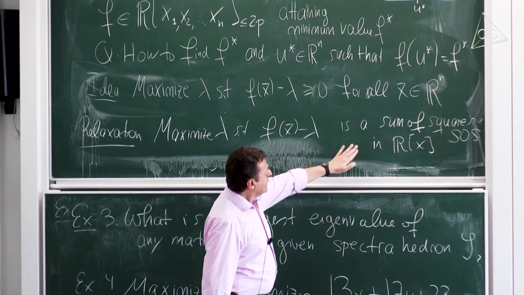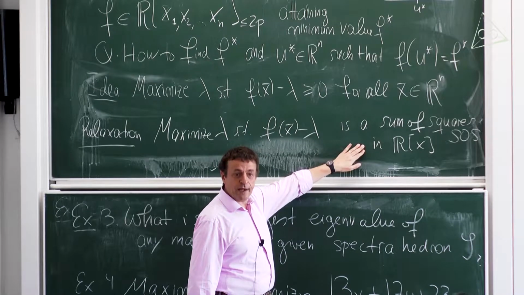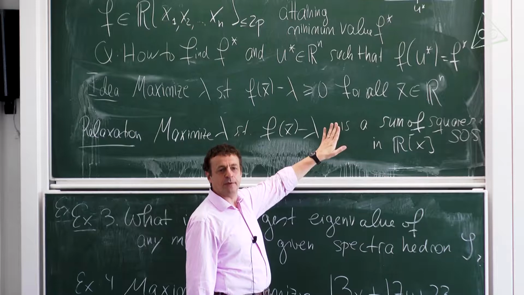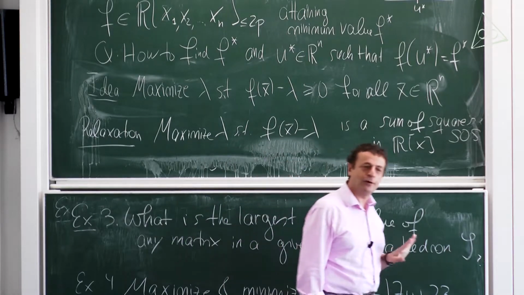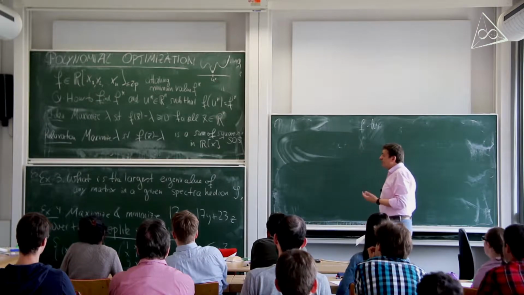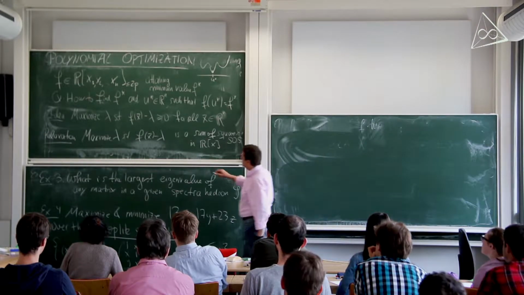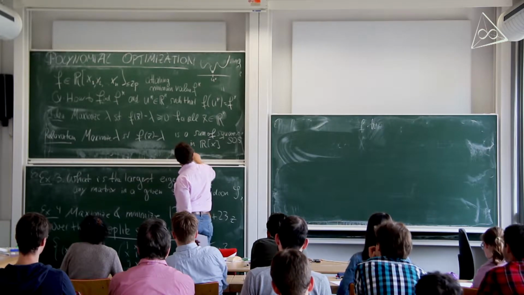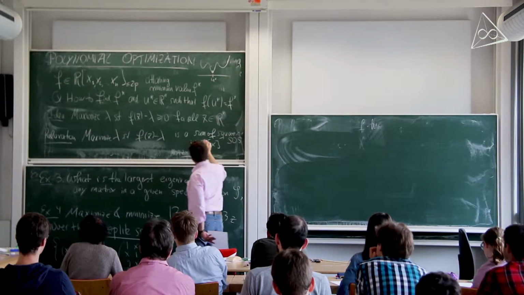Now, suppose it were true that every non-negative polynomial is a sum of squares, then they are the same problem. So maybe it's true that every non-negative polynomial is a sum of squares, then this is the same problem. Well, that's not true, as we saw. The Motzkin polynomial shows that this is not the same.